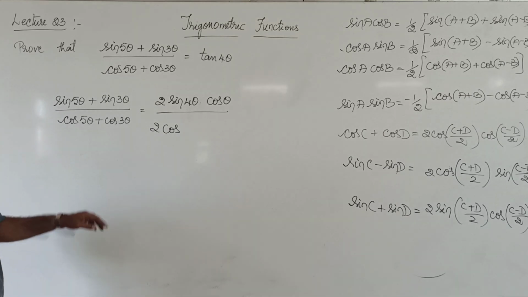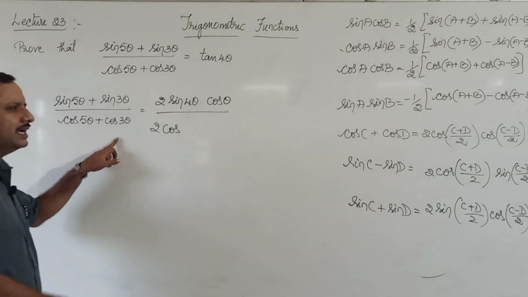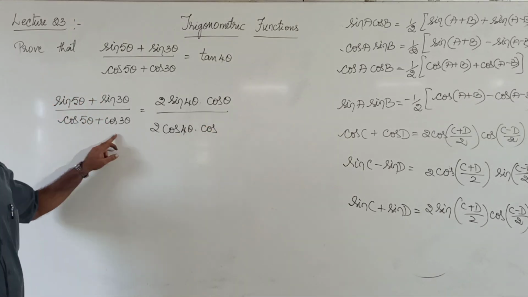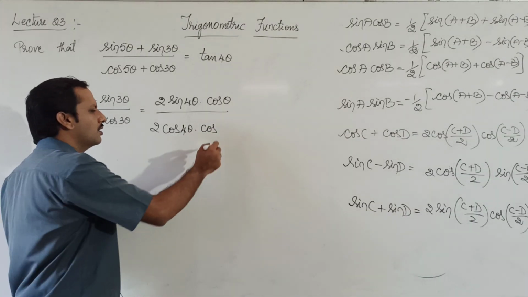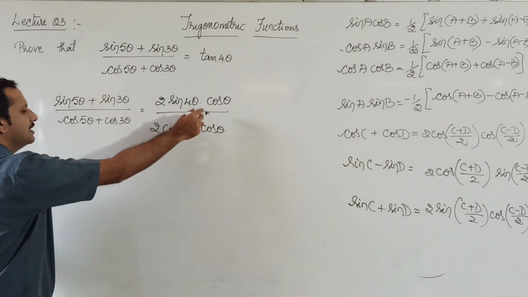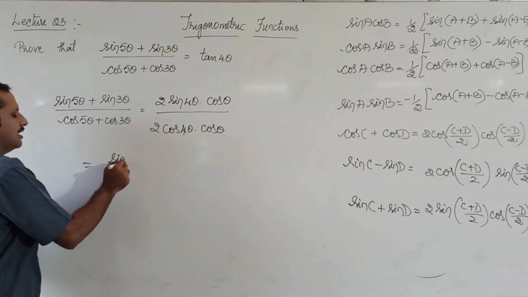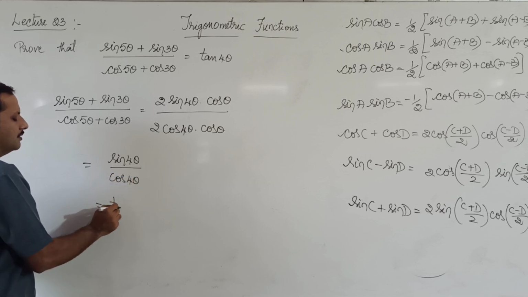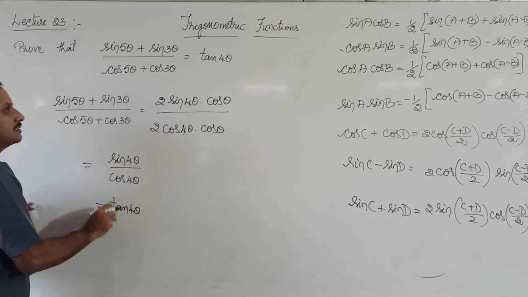So that will give you 2 cos (C plus D)/2. C plus D, that is 5 theta plus 3 theta, which is 8 theta by 2, will give you 4 theta. Into cos (C minus D)/2. 5 theta minus 3 theta is 2 theta by 2, will give you cos theta. Here 2 gets cancelled, cos theta gets cancelled. We are left with sin 4 theta divided by cos 4 theta, which is equal to tan 4 theta. That's what we want.